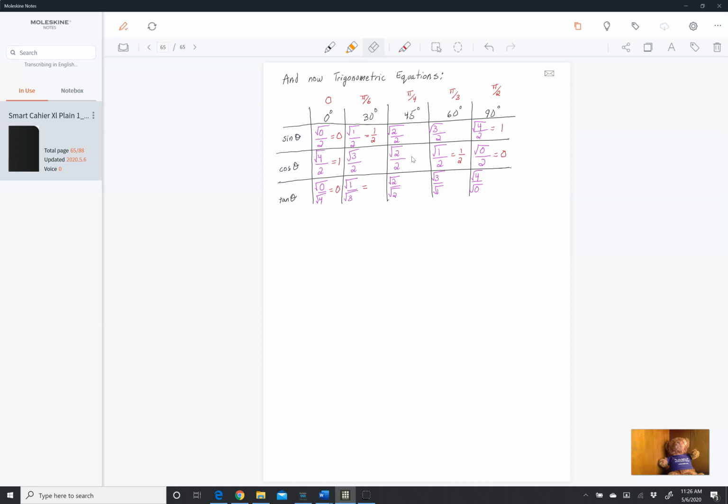This is 1 over square root of 3, but when you rationalize your denominator, it becomes square root of 3 over 3. Square root of 2 over square root of 2 is 1. Anything over itself is 1. Square root of 3 over square root of 1 is just square root of 3. Square root of 1 is 1, so square root of 3 over 1 is square root of 3. And square root of 4 over square root of 0, well, this is undefined because you can't divide by 0.